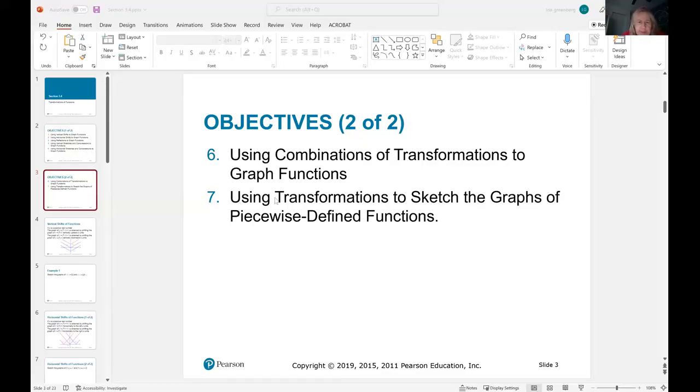So we won't be doing transformations of piecewise functions. I will probably do the combination of transformations. I don't believe there's any on your homework, but I'll still do it.